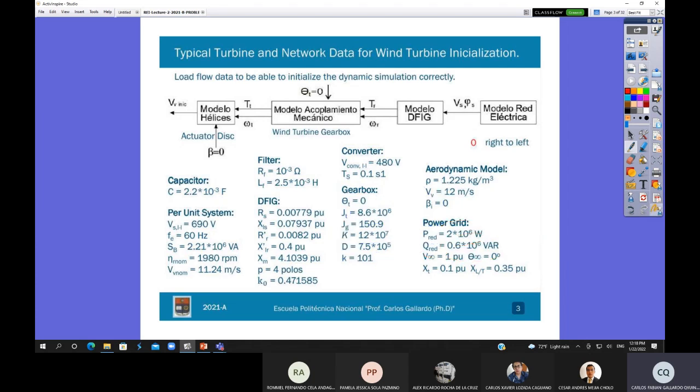On the other hand, I will have here the voltage at the infinite bus. This is the magnitude and this is the angle. This is the reactance of the power transformer, and this is the reactance of the transmission line. So in order to carry out the initialization, I will go from the right to the left side.